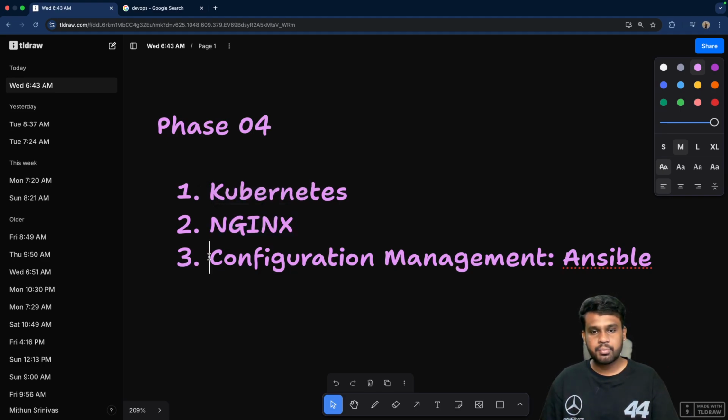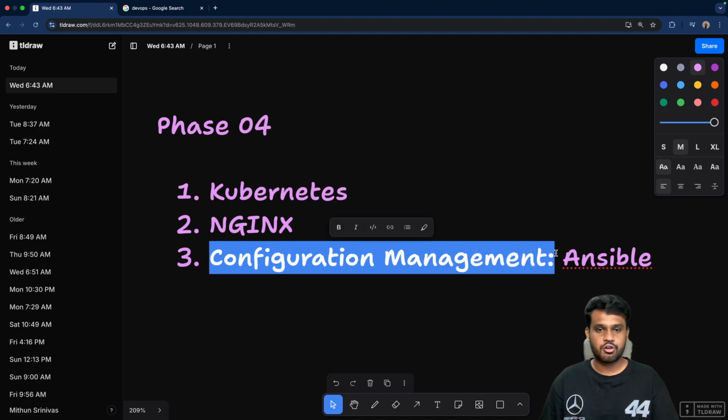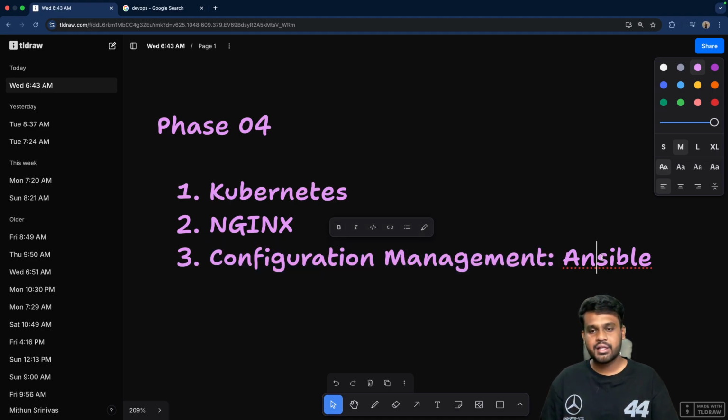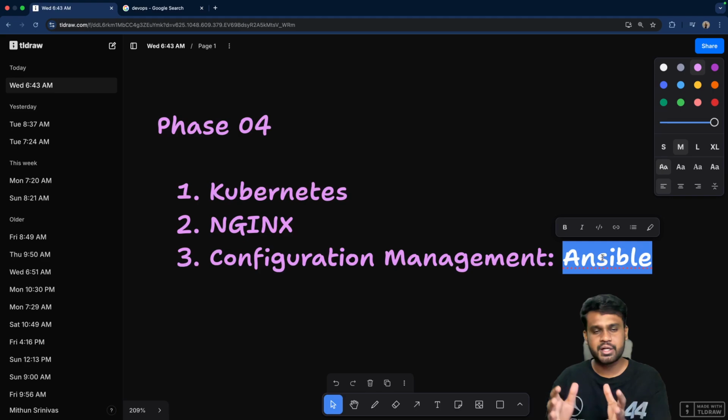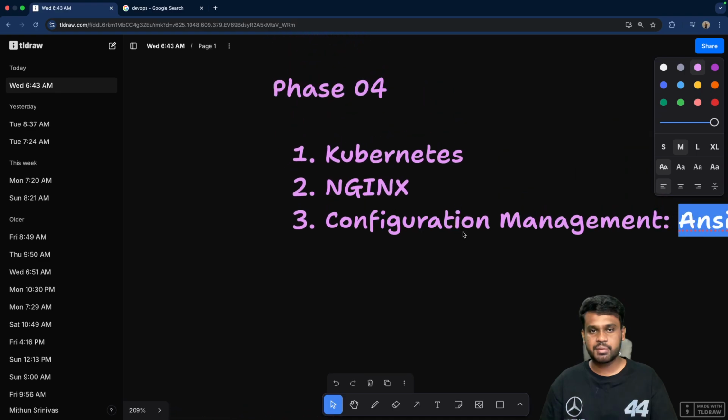And next we need to manage all of the configurations of our application. There are multiple options: Ansible, Puppet, Chef, but I would recommend starting with Ansible. This is a great point to start with configuration management.